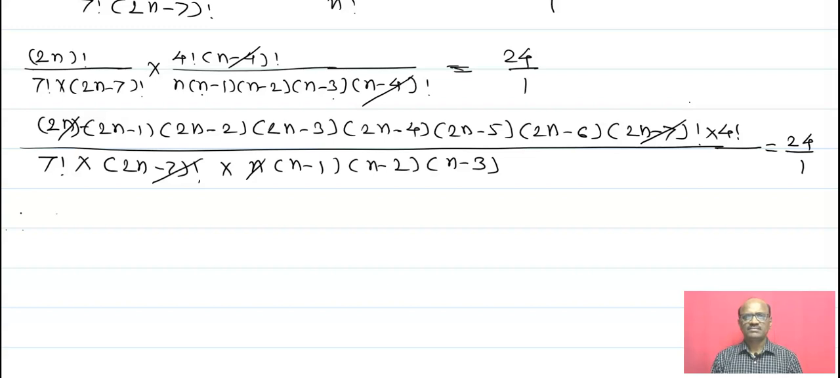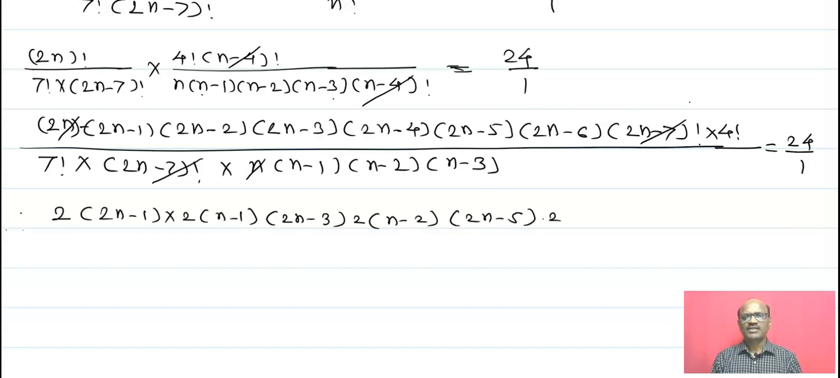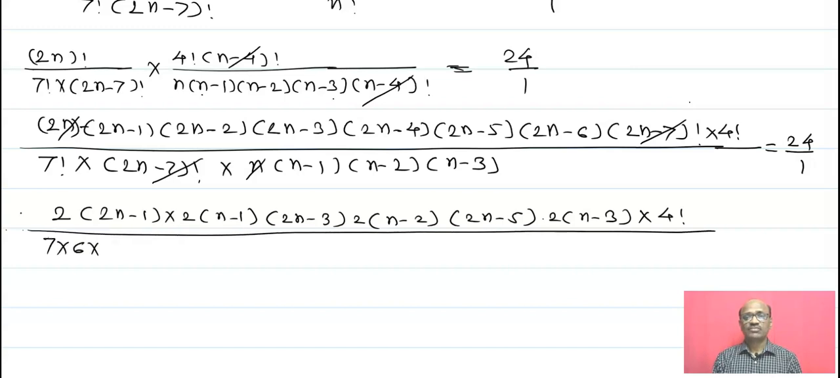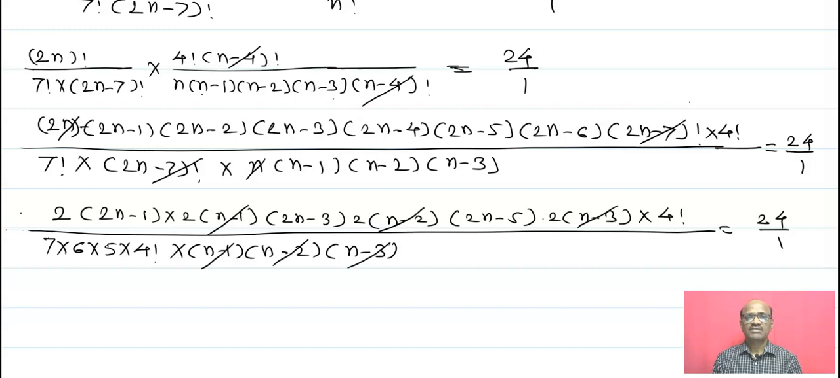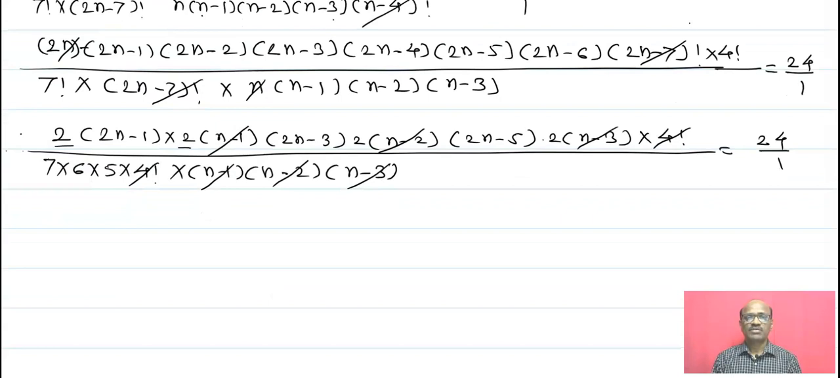Now here the cancellations: that is 2 into 2n minus 1, and taking 2 common, 2 in bracket n minus 1, 2 in bracket n minus 2, 2 in bracket n minus 3, and the remaining terms 2n minus 3, 2n minus 5 as it is, into 4 factorial, 7 into 6 into 5 into 4 factorial, into n minus 1 into n minus 2 into n minus 3 is equal to 24 upon 1. Now n minus 1, n minus 2, n minus 3 in the numerator and the denominator get cancelled. 4 factorial upon 4 factorial gets cancelled.